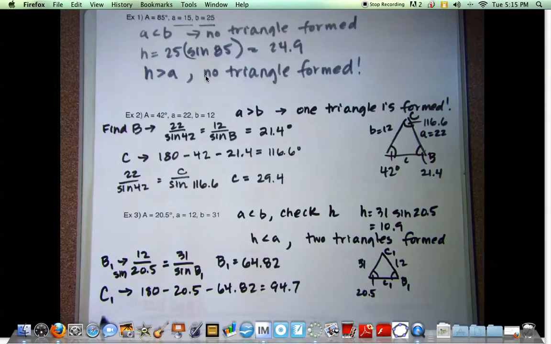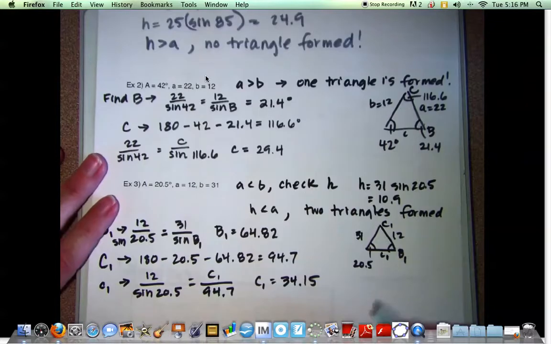Then to find length c1, we use the law of sines again. 12 over sine of 20.5 equals c1 over sine of the angle that we just found, 94.7. That calculation will give us 34.15.